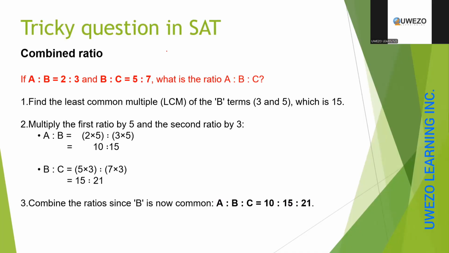Here is a SAT tricky ratio question. When you need to find the combined ratio when 2 or more ratios are given, first we need to find the LCM of the common ratio terms. Here, the common term is B in both the ratios. So we need to find the LCM of 3 and 5, which is 15. Now we multiply the first ratio by 5 and the second ratio by 3 so that the B value in both the ratios is the same. Now we can combine both the ratios. So the combined ratio A to B to C would be 10:15:21. So finding the LCM is the key idea here.